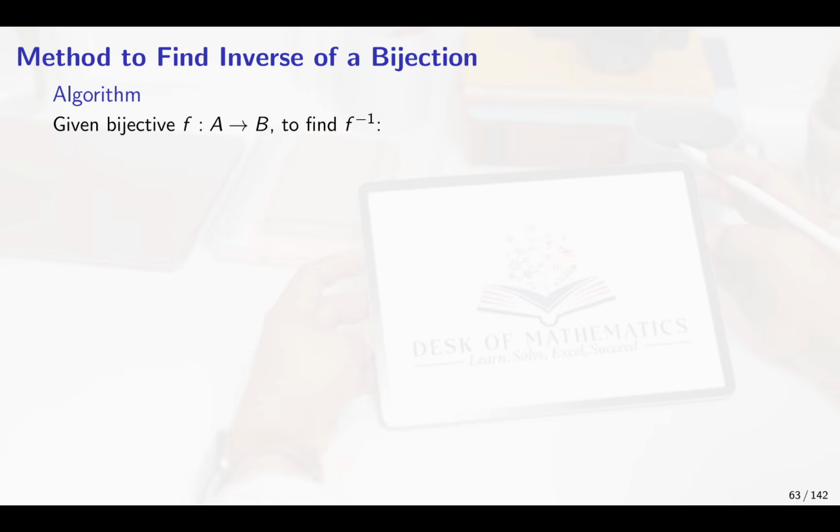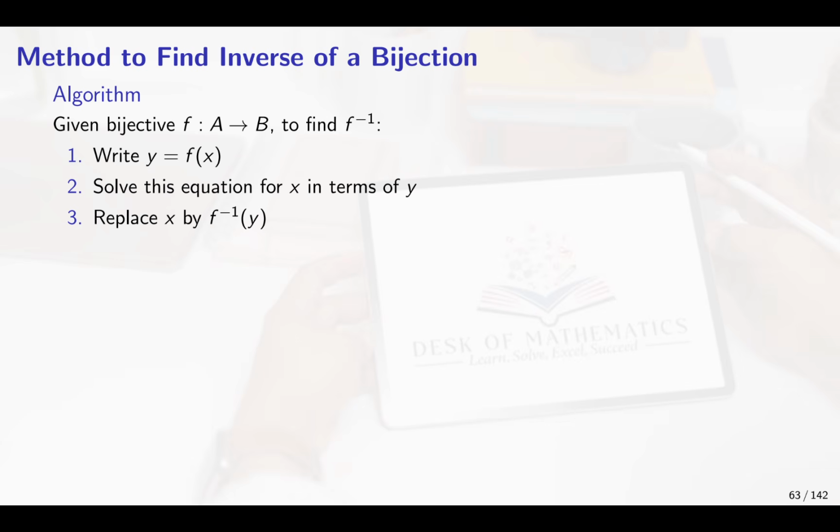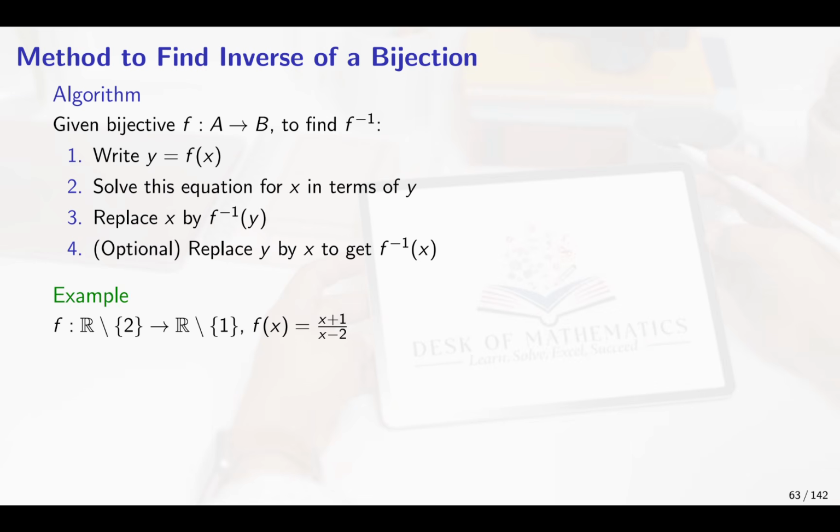What is the algorithm to find the inverse of a bijective function? So if f is given, to find the f inverse, you first define y is equal to f of x and solve in terms of x. Replace x by f inverse of y, because x will be f inverse of y, and then replace y by x to get the f inverse of x.